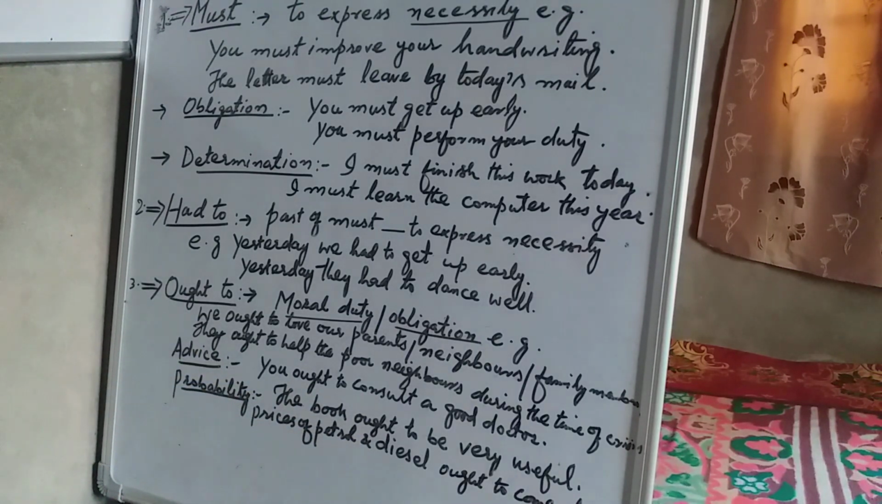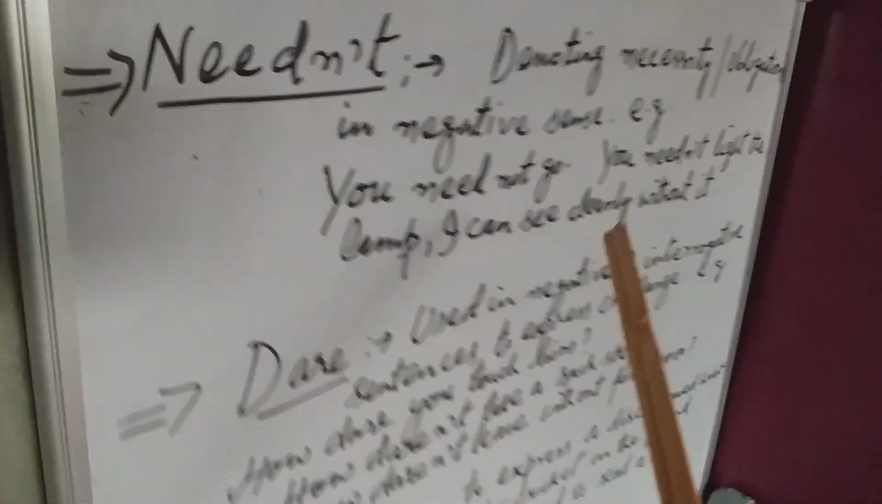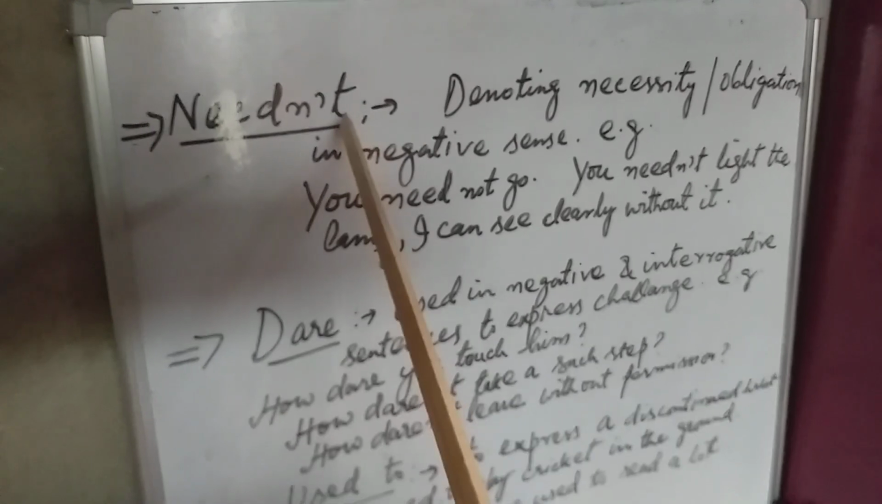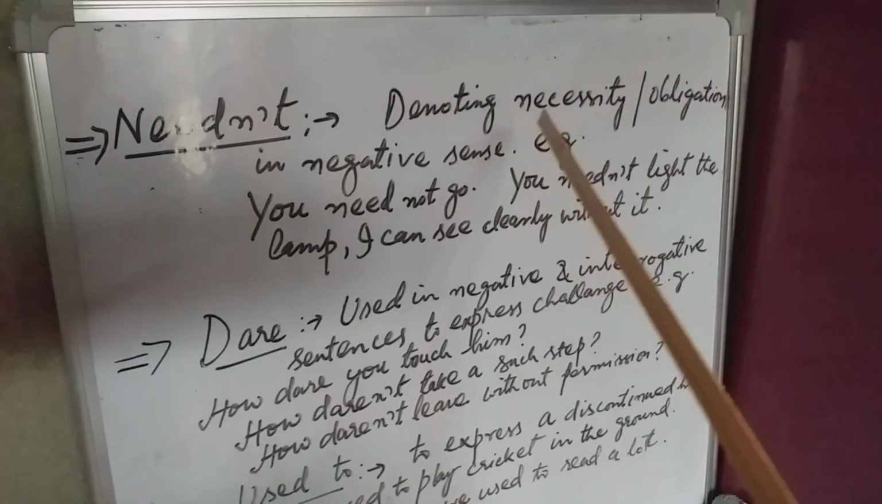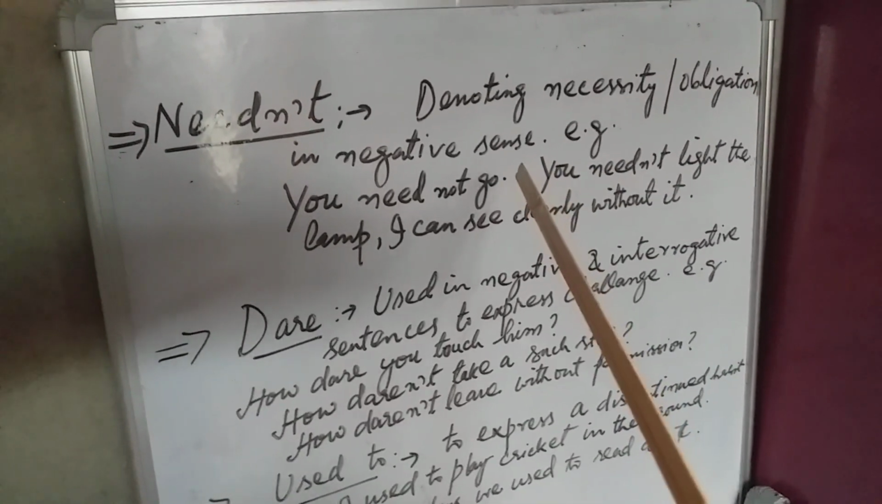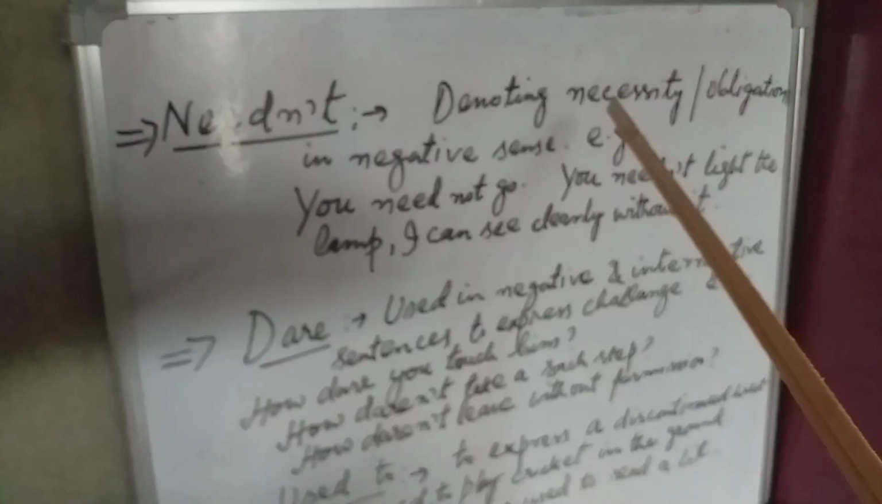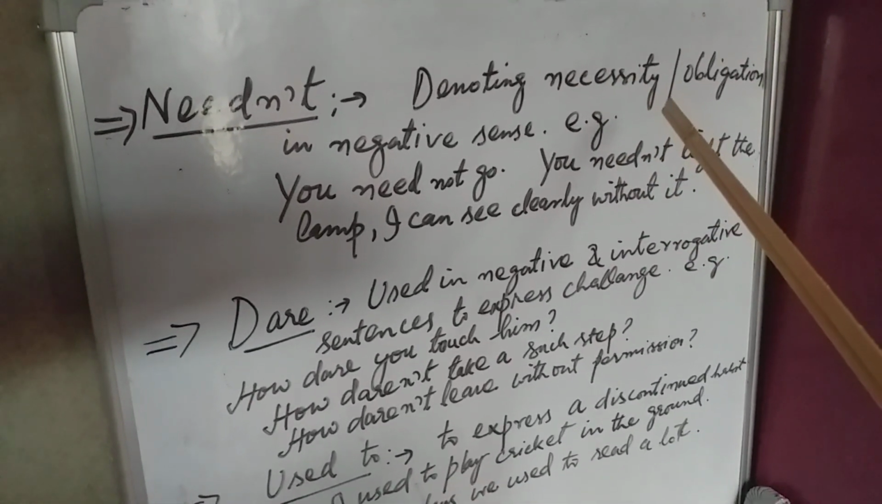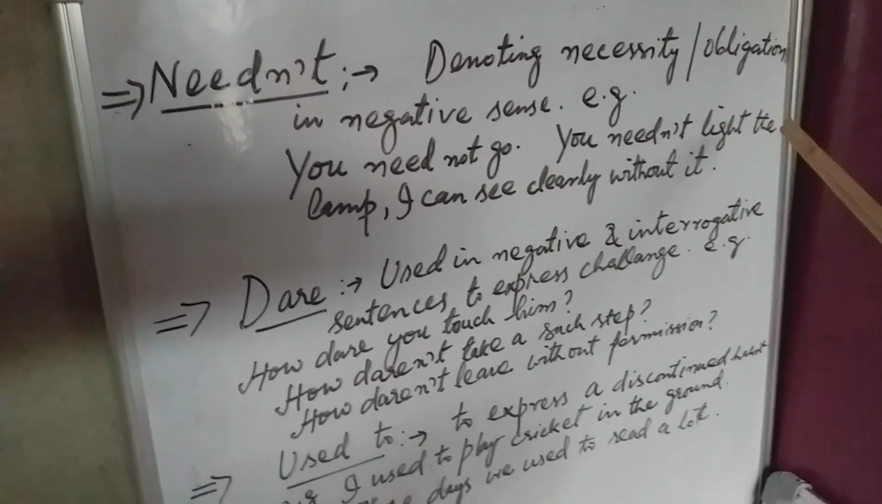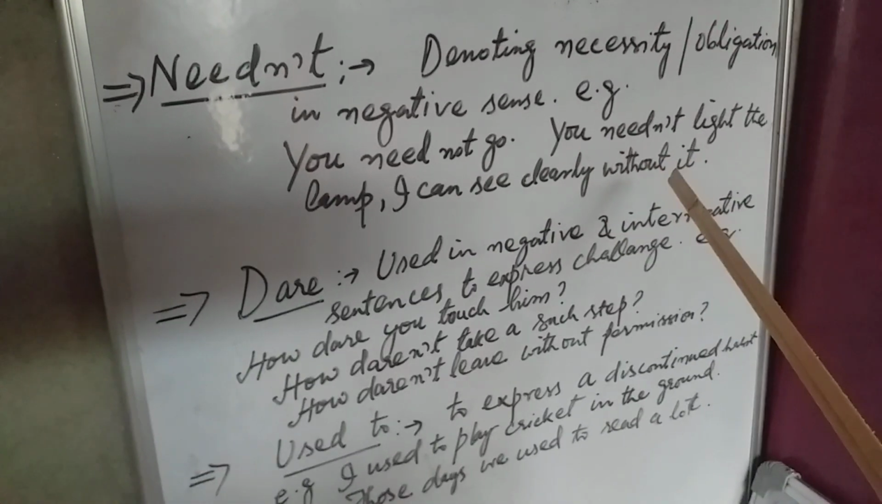Now let's move to two others. They are need not, dare, and used to, these three modals. Dear students, need not is also used as a modal in the sentences. This modal is used to express, or we can say it's denoting, a necessity or obligation in negative sense. For example, you need not go, you need not light the lamp, I can see clearly without it.